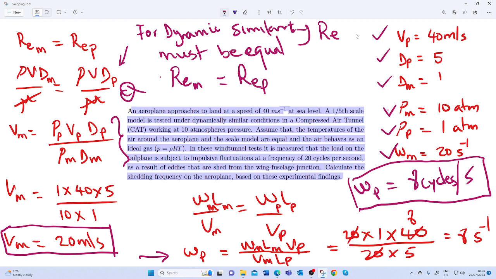Hello everyone. Today we have this numerical question from aerodynamics. Let's read through the following question.